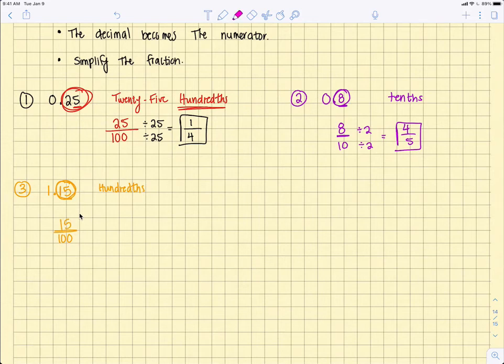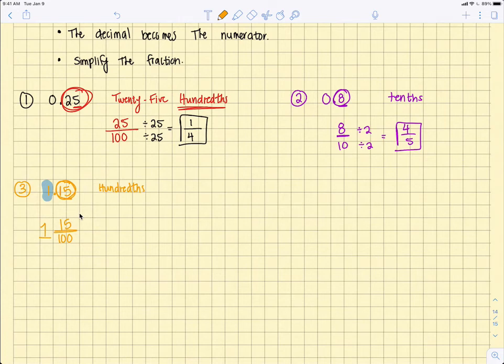And what do you think happens to this 1 here? What do you think happens to this 1 here? Well, if you're thinking of a mixed number, you would be correct. This decimal translates into a mixed number. So we have 1 and 15 hundredths.